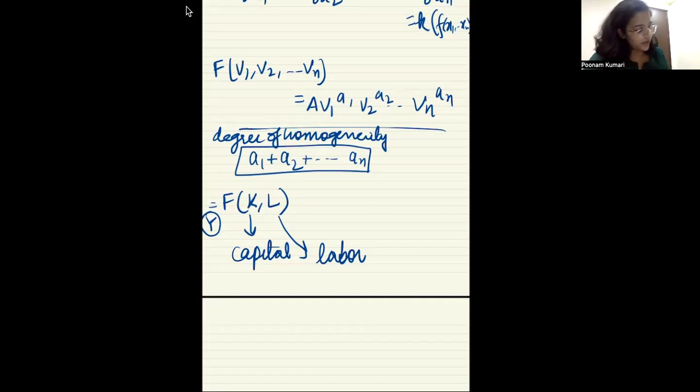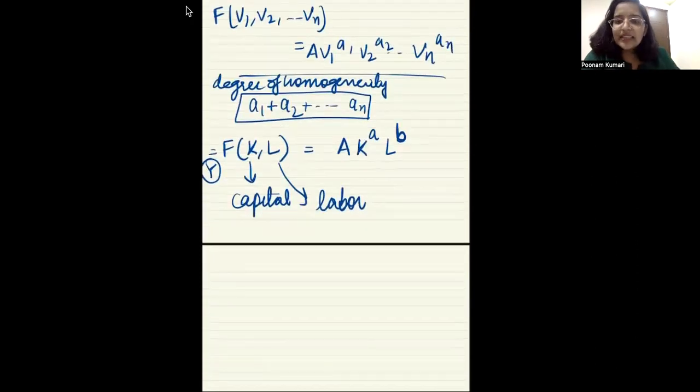Okay, so suppose your function can be written like A K raised to the power a and L raised to the power b. This is your production function. So you can see that this is homogeneous, right? And what is the degree of homogeneity of this function? A plus B, right? So आपका ये production function है जो homogeneous है, and degree of homogeneity is A plus B, ठीक है?